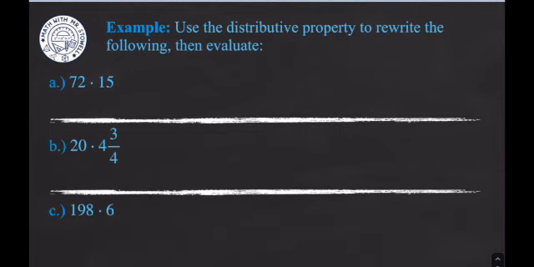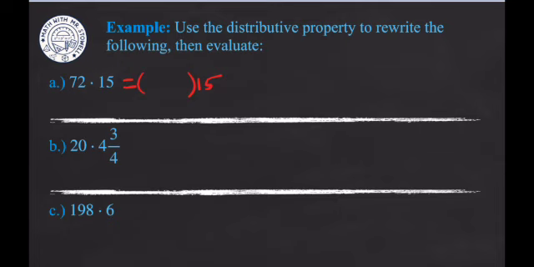Let's look at this one. Use the distributive property to rewrite the following, then evaluate. Let's make this a little bit easier. Here's what we're going to do. We're going to leave that 15 alone for now, and we are going to put in parentheses.